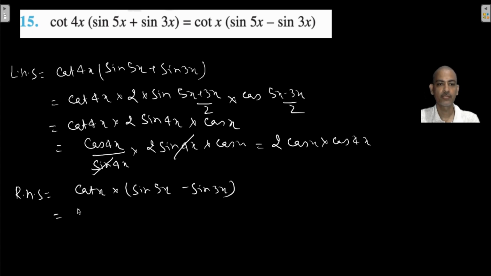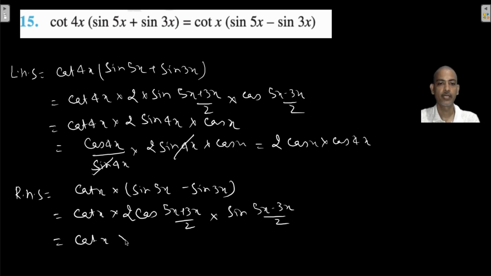So my cot x is cot x, and this is my sin C minus sin D. So I had written the formula sin C minus sin D, then this formula is 2 cos of (C plus D) by 2, which is cos of (5x plus 3x) by 2, into sin of (5x minus 3x) by 2. Alright, so now this is cot x, and this is 2 cos of (5x plus 3x) by 2, which is nothing but 8x by 2, which is nothing but 4x, and this is (5x minus 3x) by 2, which is 2x by 2, which is nothing but sin x.